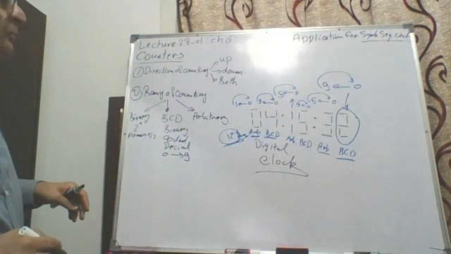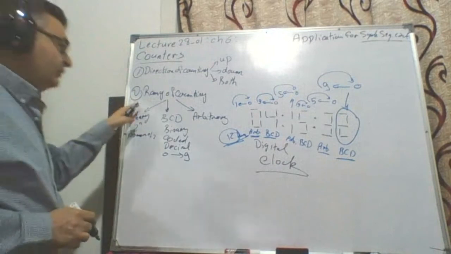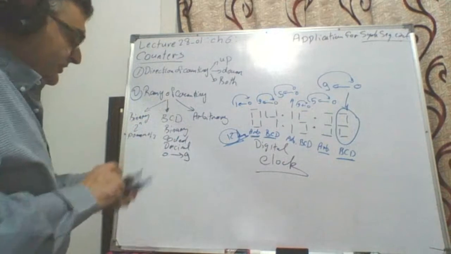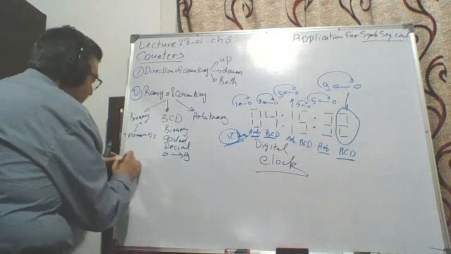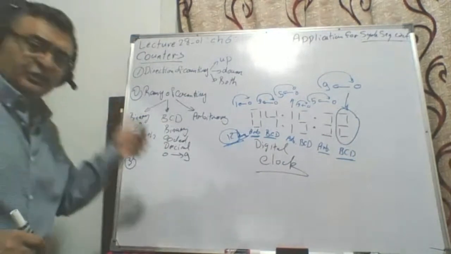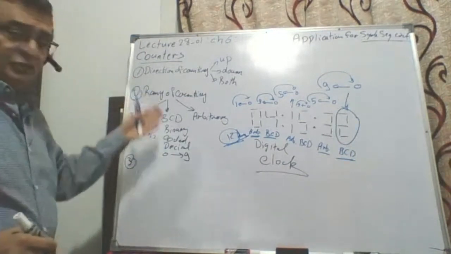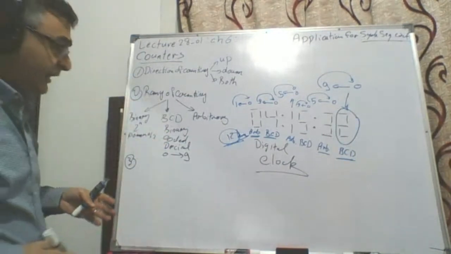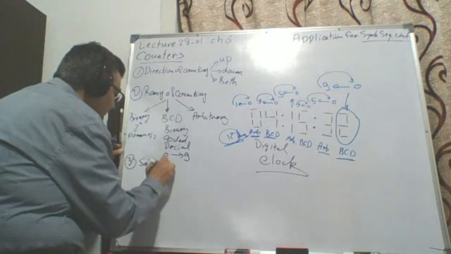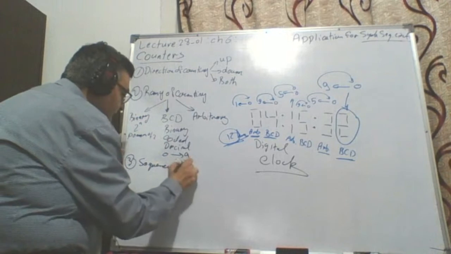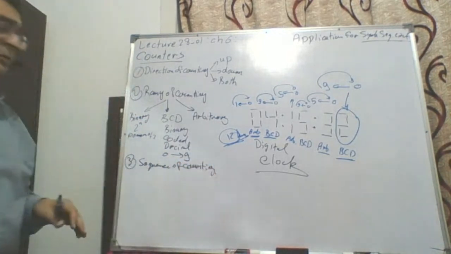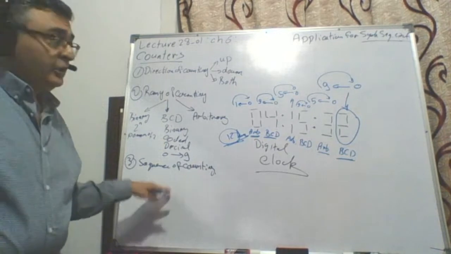Okay? The most important thing that we have to know is that counters are defined by their range of counting. This is the second factor. The third factor for the counters is the direction of counting, the range of counting, and the sequence of counting. What does it mean by sequence of counting?